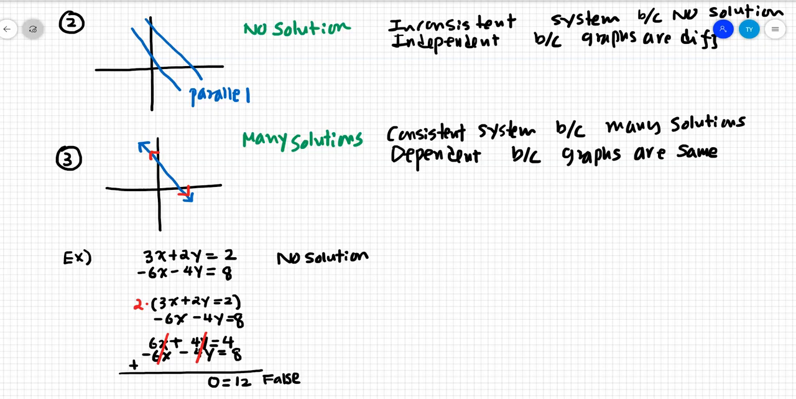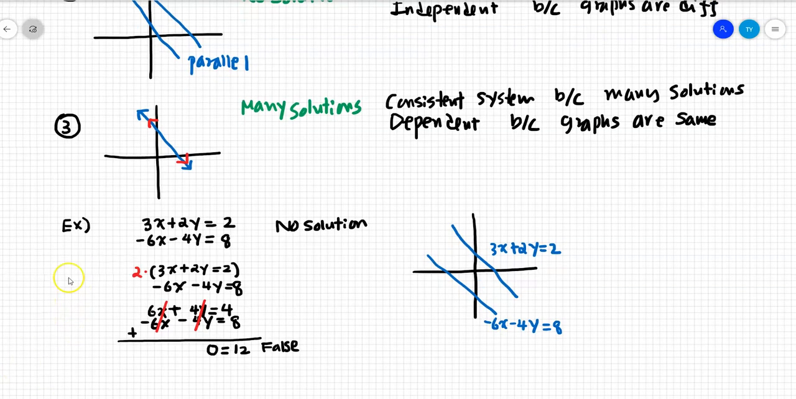And that's the second case over there. If I draw this on the xy plane, the graph will look like this: one going this direction and one going this direction. This one is minus 6x minus 4y equals 8. The one on the top is 3x plus 2y equals 2. So this is case number 2, where the two equations are parallel to one another.